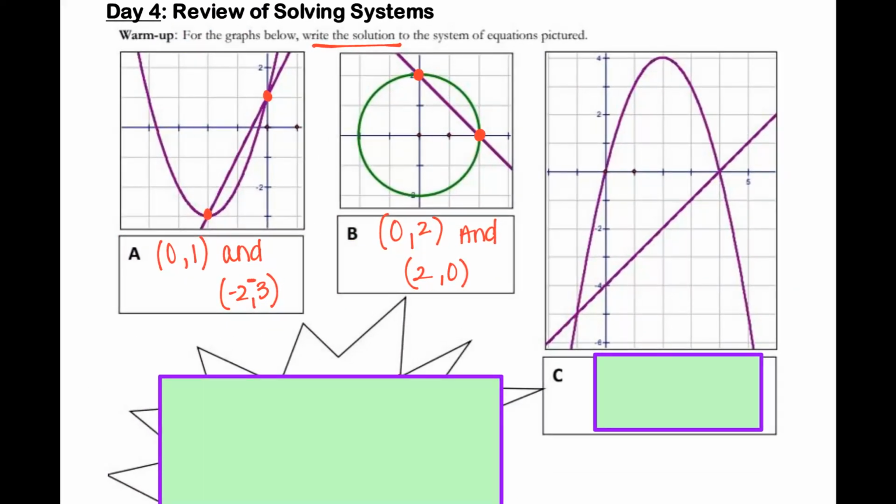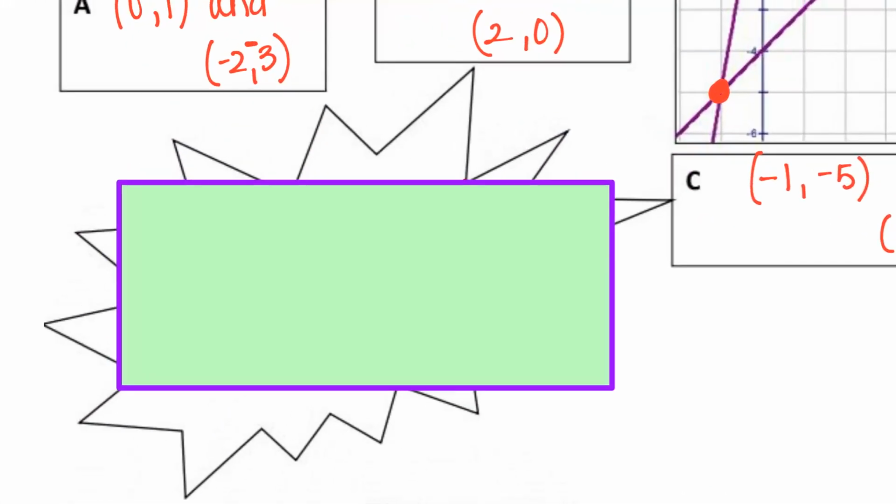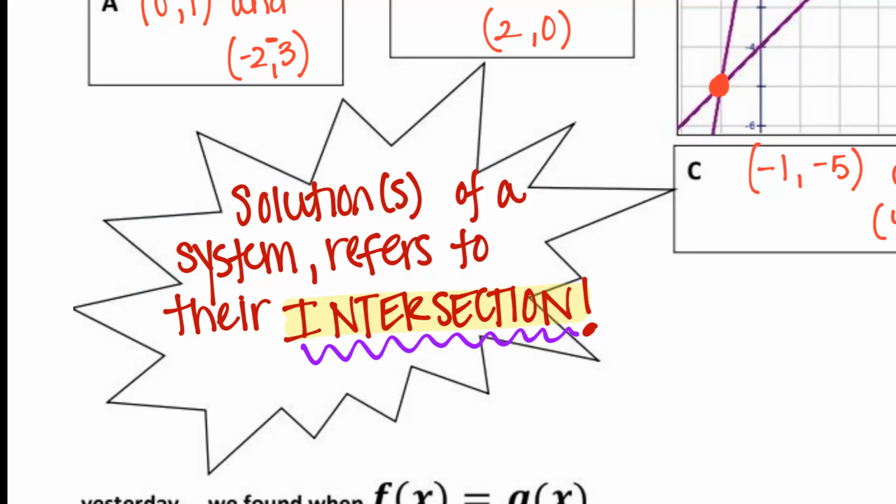And last but not least, the third one, again, we're looking for those points of intersection, and my solutions here are (-1, -5) and (4, 0). Ultimately, when we're looking for the solution to the system of equations, whether it's graphically or algebraically, we're looking for where the intersection of the graphs will be. So the solution or solutions, because you see that there can be 2 of them, of any system of equations refers to where they intersect.